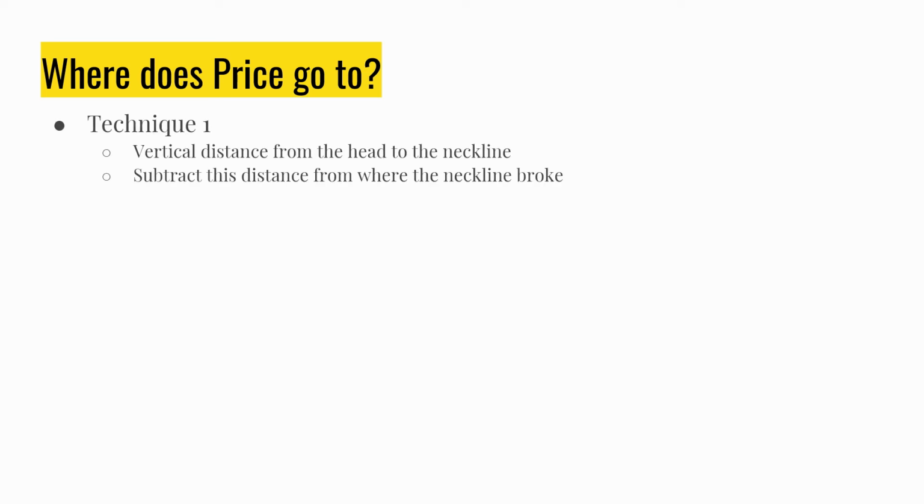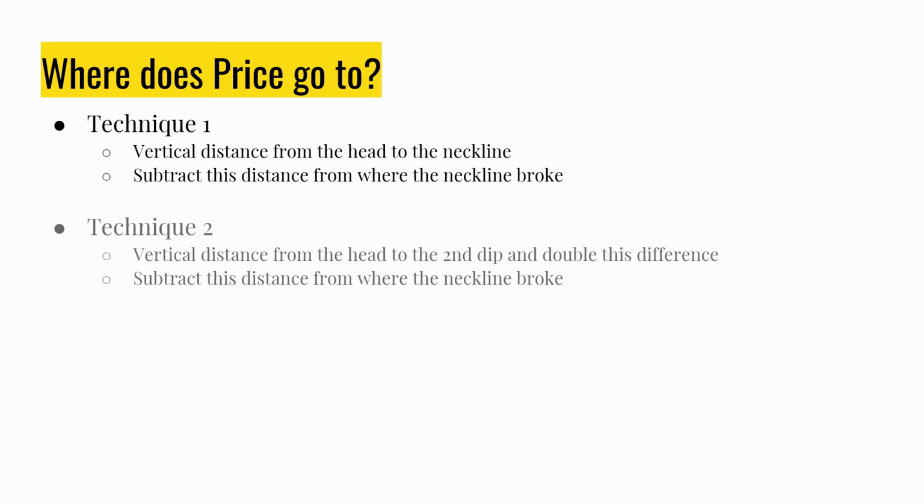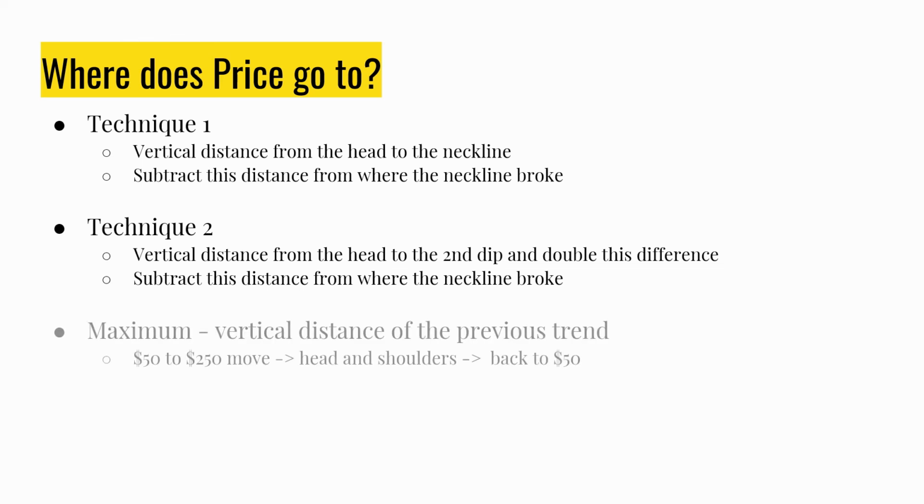One way to measure the distance is by getting the vertical distance from the head to the neckline and subtracting this difference from where the neckline broke. The alternative way is to get the vertical distance from the head and the second dip and doubling this difference. Then subtract this distance from where the neckline broke. Both of these two techniques are minimum price movements. The maximum price movement is erasing the whole previous trend.